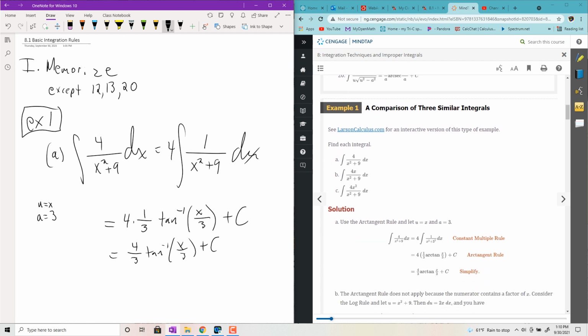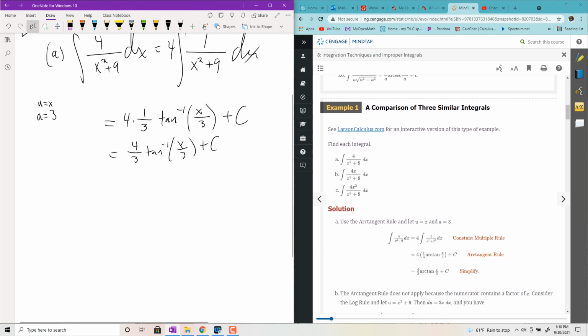All right, then I'm going to change it up a little on you. So part B, we have something a little bit different. All you have to do is fiddle with it a little bit and you get something different. So 4x plus all over x squared plus 9 dx.